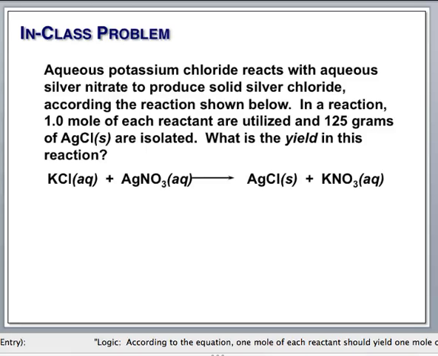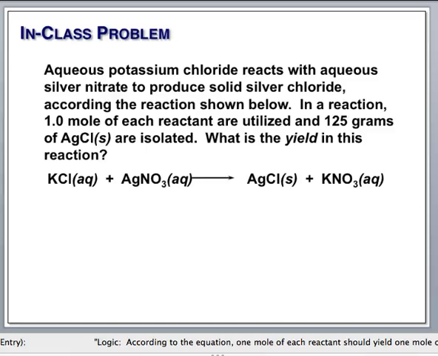We're taking potassium chloride, reacting it with silver nitrate to get silver chloride. We have 1 mole of each reactant, and we get 125 grams of product. Once again, this is very obviously an exam question, isn't it? Because we have exactly 1 mole. Nice, easy numbers.